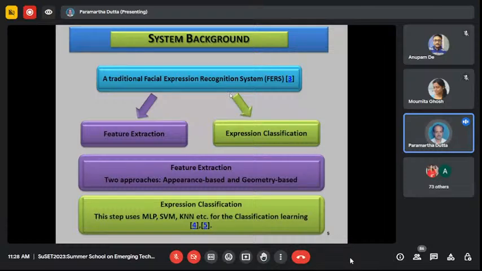Coming to expression classification, the classifiers that may be suitable or applicable in different contexts in this type of problem may be MLP, which is an abbreviation of multi-layer perceptron, support vector machine, or in short SVM, K-nearest neighbor or KNN, etc. These are used for classification and learning tasks. So this is the basic framework or background which we must keep in mind as we proceed further.